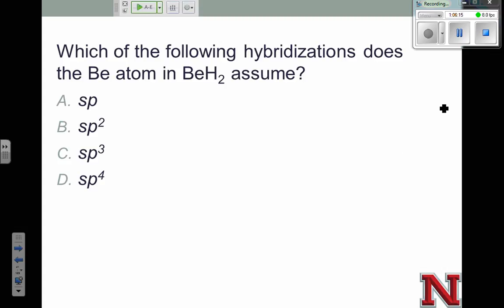Start. Oh, shoot. Come on. I'm trying to start it. There we go. It started.